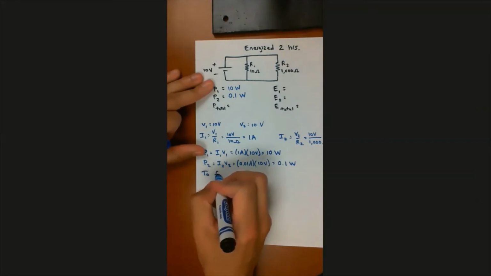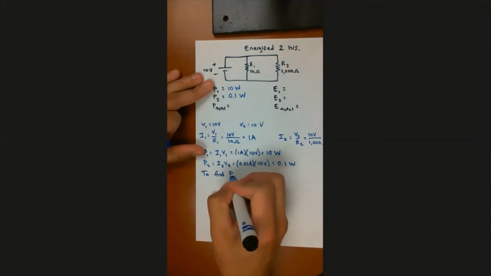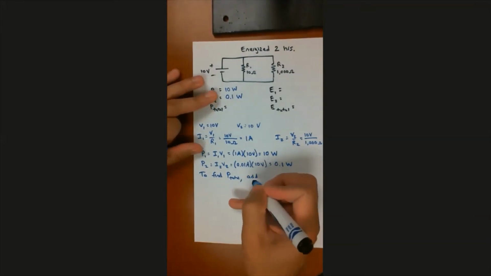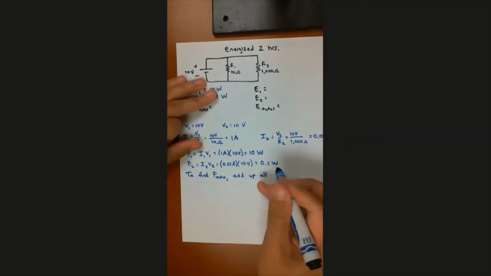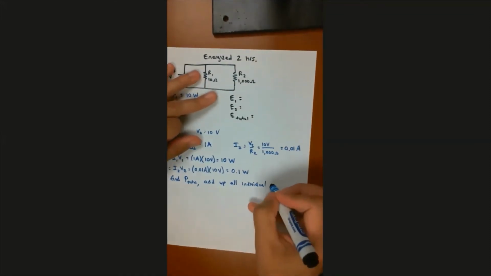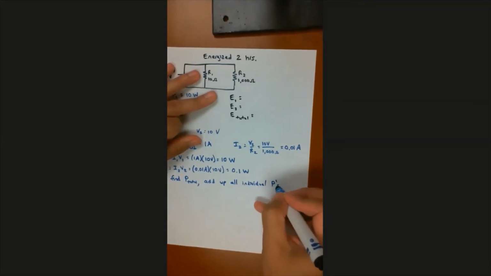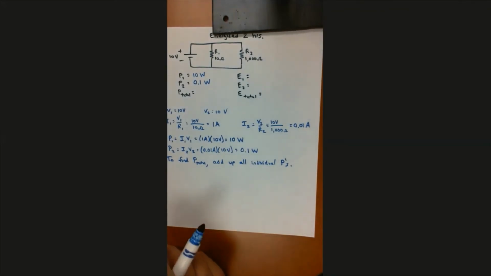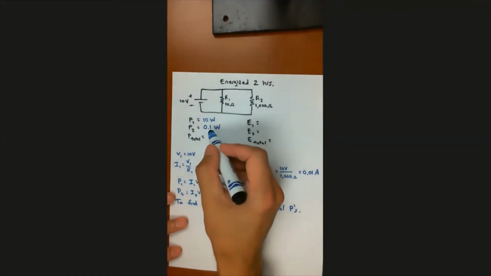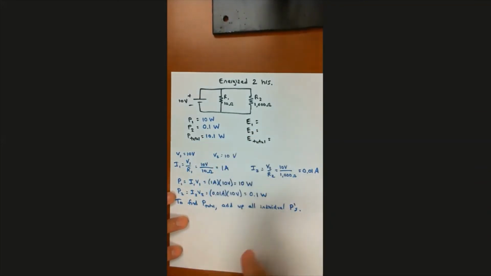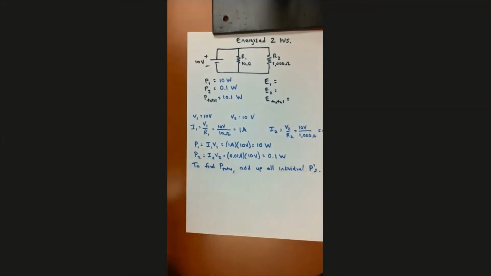To find P total, add up all individual power dissipation through each component. All right. So I already know it's going to be 10 plus 0.1, which is 10.1 watts. But why should you believe me? I think I should probably do this just to prove it to you.